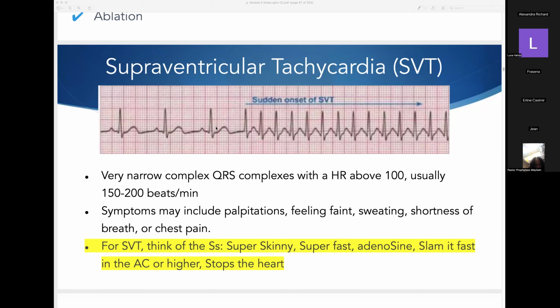Anyways, the AC, can you tell me where is your AC? Where is your antecubital region? Is it at the bottom of your arm, in the middle? Is it in your upper arm? Where is the antecubital region? In the middle of the arm. Very good.